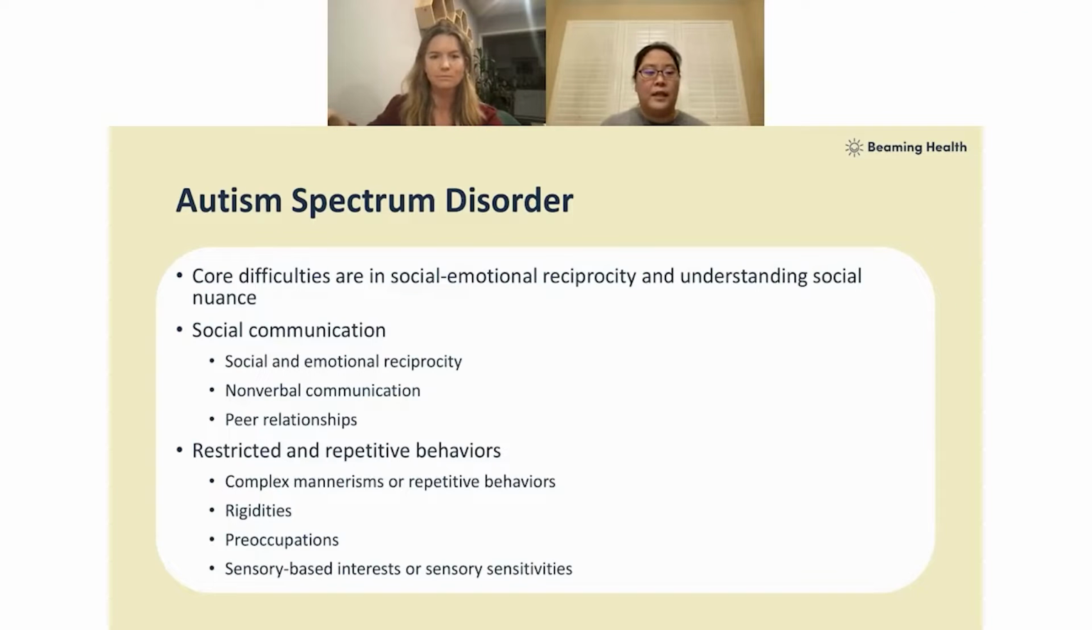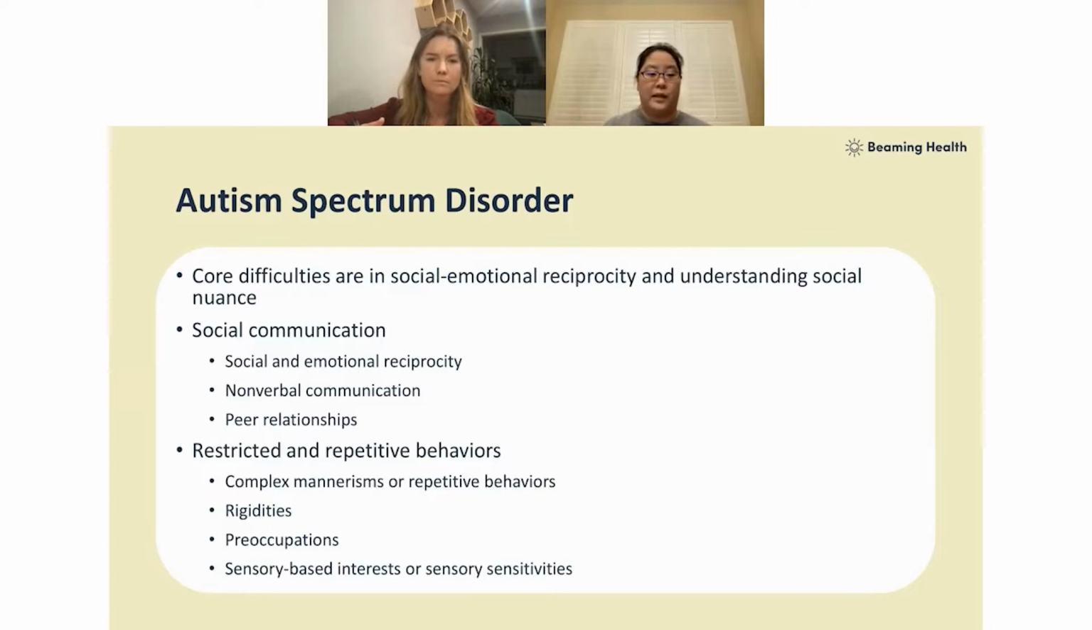Autism spectrum disorder is a disorder that has core difficulties with social emotional reciprocity, or being able to understand social nuance, being able to freely go back and forth in social interactions. The following two bullets are the criteria that we see in the DSM, which is the manual that we use to be able to make a diagnosis of autism.